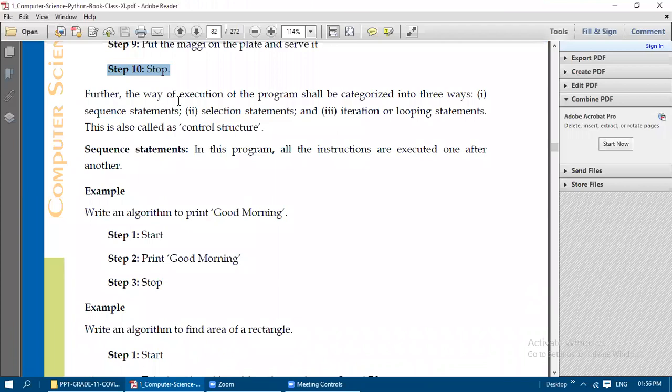Okay, further, the way of execution of the program can be categorized into 3 ways. In which way the program execution takes place, it is going to be categorized into 3 ways. First one is sequence statements, second one is selection statements, third one is iteration or looping statements. So according to how the program execution takes place, we can categorize a set of statements in the program as sequence, selection and iteration or looping statements. This is also called a control structure.